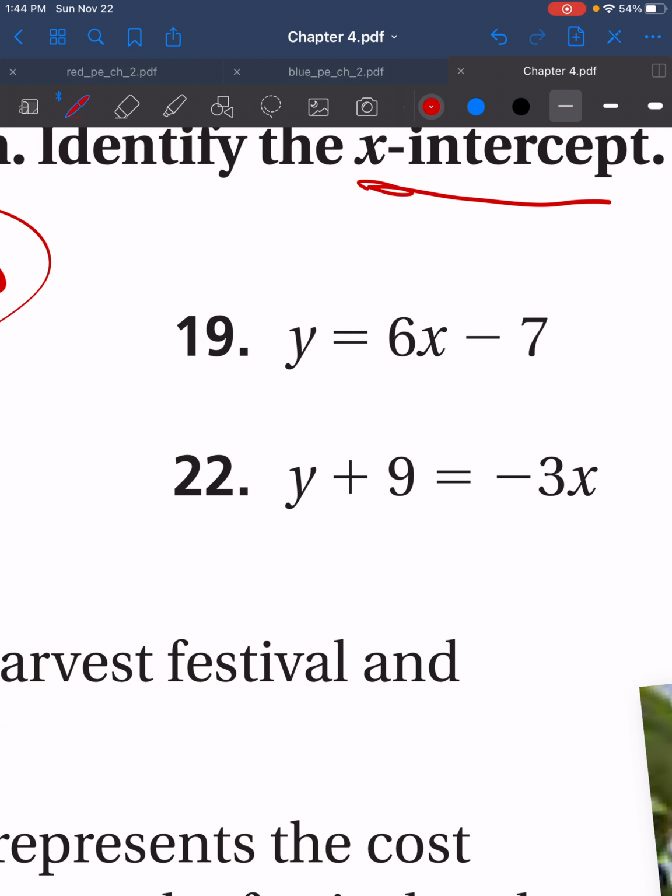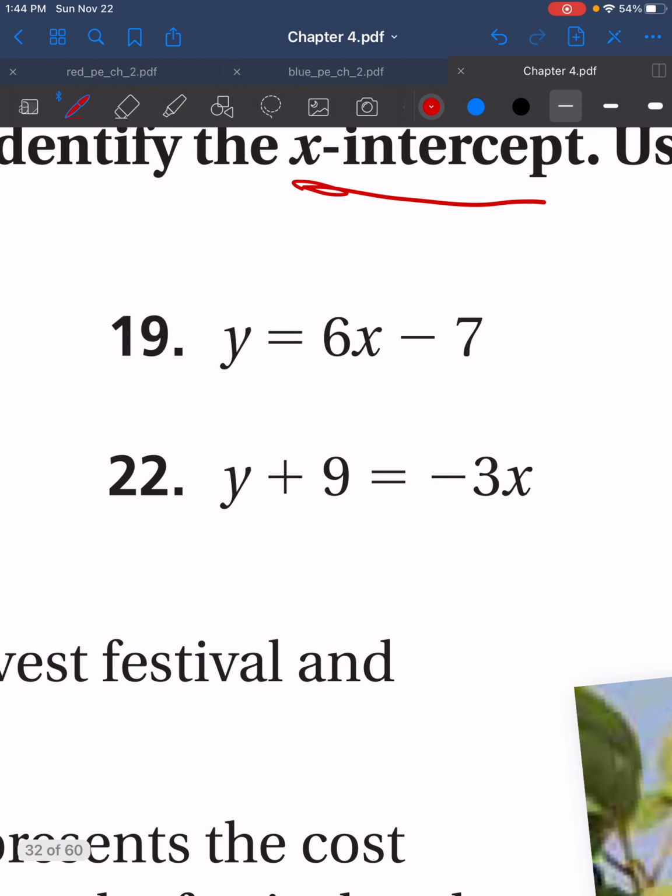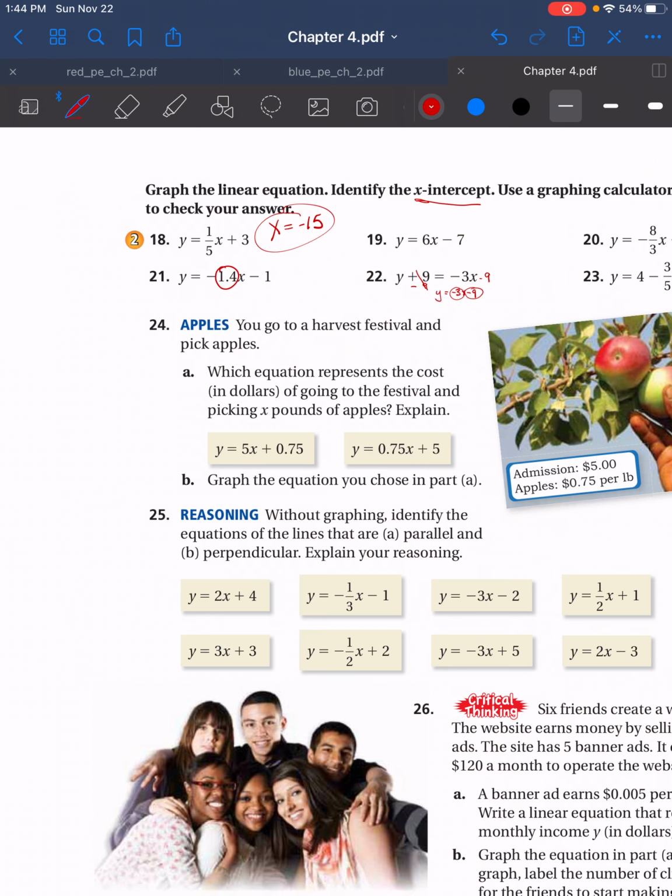22, let's look at 22. 22 says y plus 9 equals negative 3x. That is not slope-intercept form. How can I get y all by itself? Subtract 9 from both sides. Now I have y equals negative 3x minus 9. Now I very clearly have a y-intercept and a slope. I want you to graph it, and then I want you to find me the x-intercept.